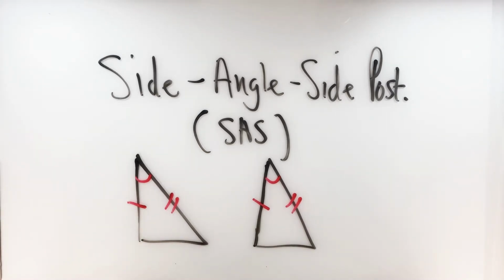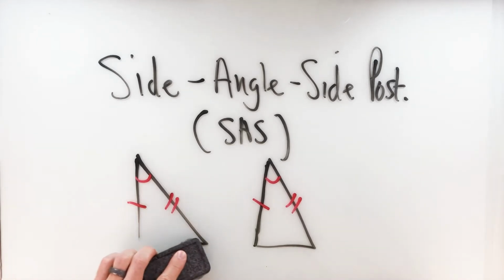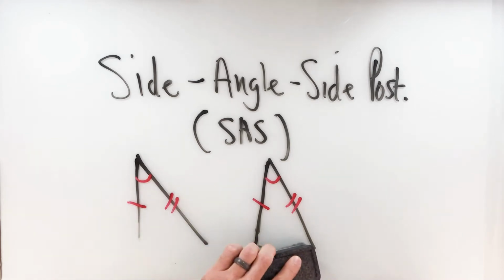So to define it, the postulate says if two sides and the included angle, included meaning in between the two sides, of one triangle are congruent to two sides and the included angle of another triangle, then that's enough information to say those triangles are congruent. And you can kind of look at it the same way as pieces of paper. Let's say I didn't have that third side. Maybe that third side was missing.